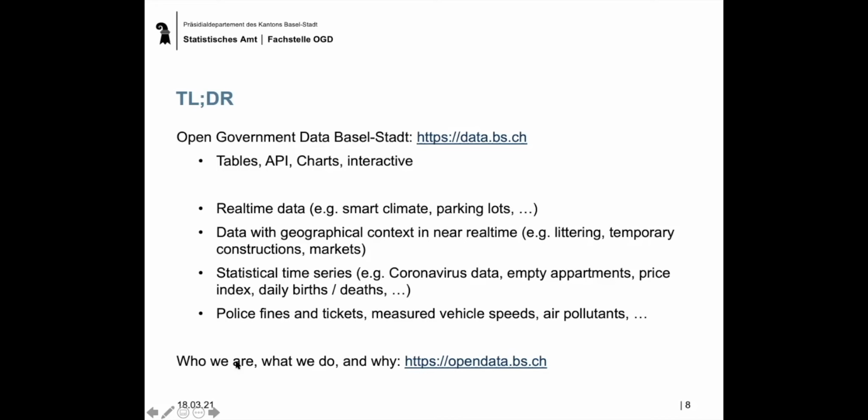If you want to know who we are, what we do, and why we do this, you can have a look at our second website. This is kind of the metadata website. opendata.bs.ch describes our organization, who we are, what we do, why we do it. And this is a data website that contains the data of Basel-Stadt.